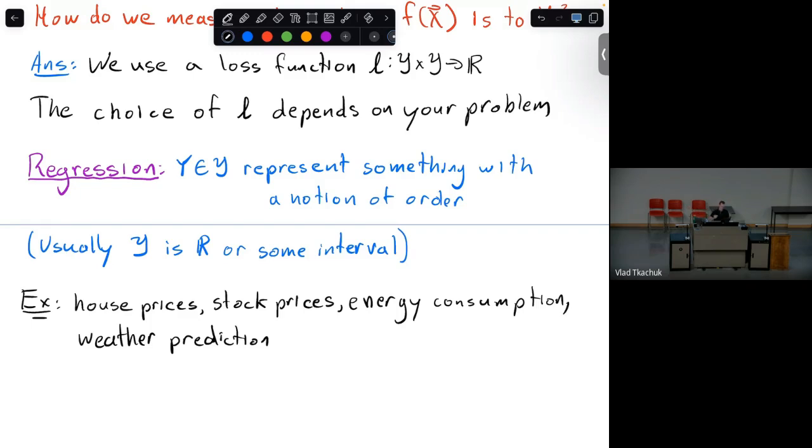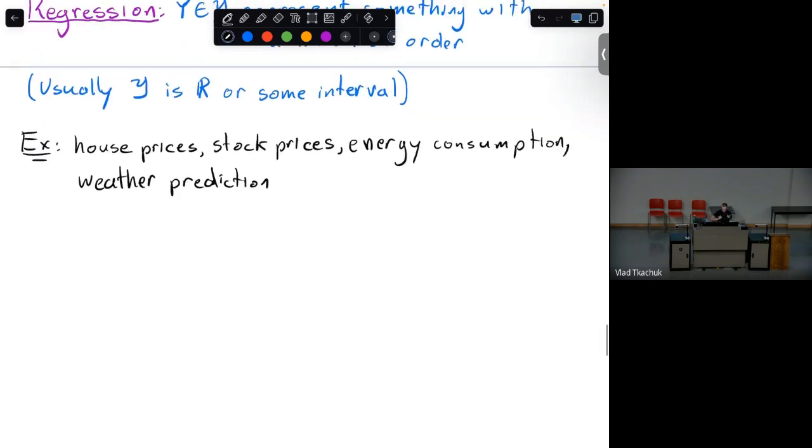So yeah, in these cases, like weather prediction, what are your features? Maybe it's information about, I don't know, the winds and other things like this, and you want to use all this to predict the temperature. Okay. Cool. So now I tell you what the loss that we're actually going to use is.